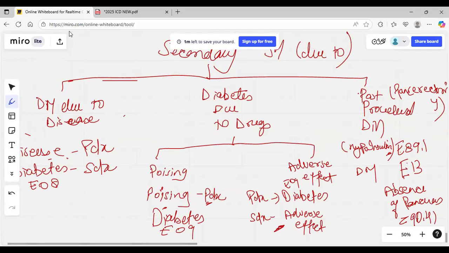Also, even for secondary diabetes, if the patient is using any drug for the long term, in that case you have to use the Z79 code at the last to represent that the patient is using a particular drug to manage the diabetes for the long term. Any questions so far? Any questions?